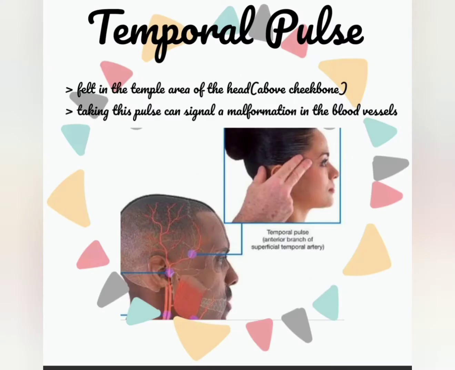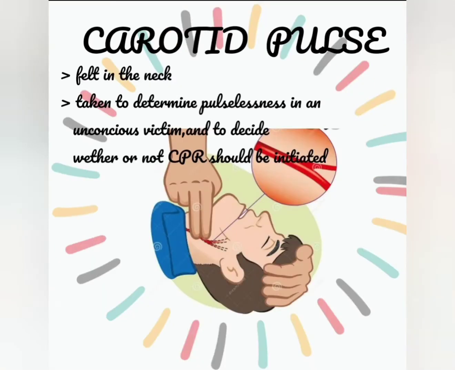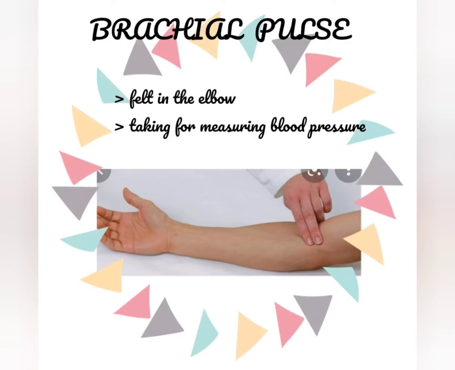Temporal pulse, felt in the temple area of the head or above the cheekbone. Taking this pulse can signal a malformation in the blood vessels. Carotid pulse, felt in the neck, taken to determine pulselessness in an unconscious victim and to decide whether or not CPR should be initiated. Brachial pulse, felt in the elbow, taken for measuring blood pressure.